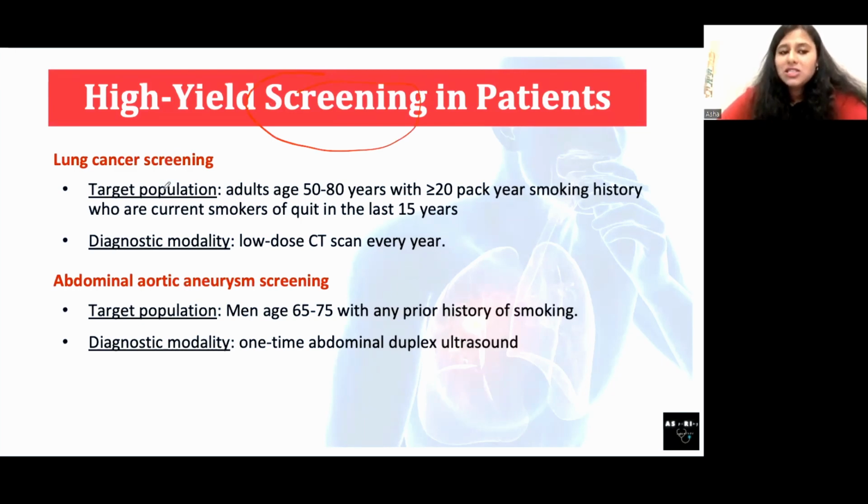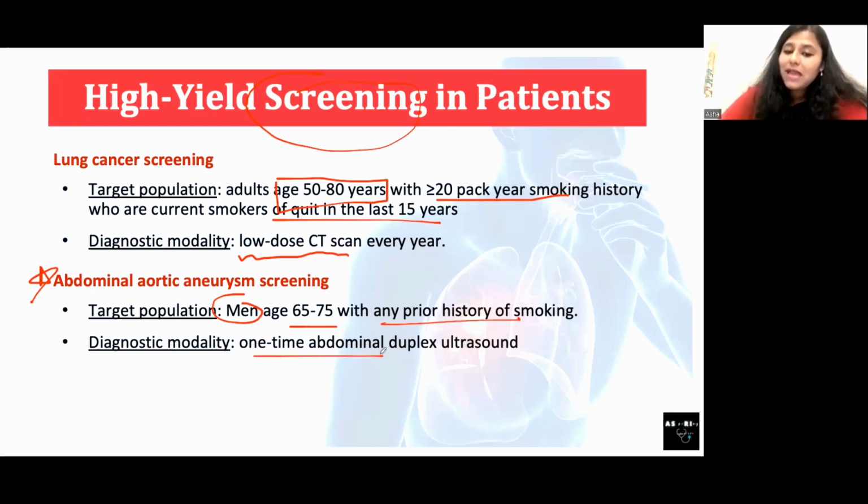For lung cancer screening, we must screen patients aged 50 to 80 with more than 20 pack-years of smoking history who are current smokers or quit in the last 15 years. And we have to do a low-dose CT scan every year. Abdominal aortic aneurysm screening: we remember this is also important, that smoking can weaken the lumen and increase the chance of aneurysm. Men are more vulnerable to this, especially ages 65 to 75 with any prior history of smoking. And so we have to do a one-time abdominal duplex ultrasound on them.